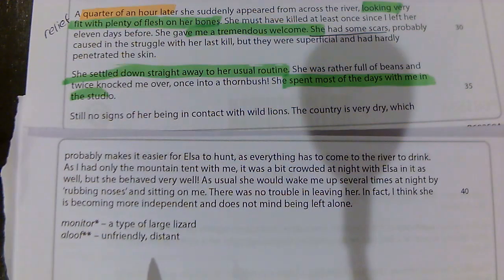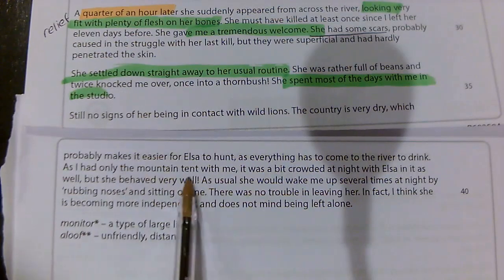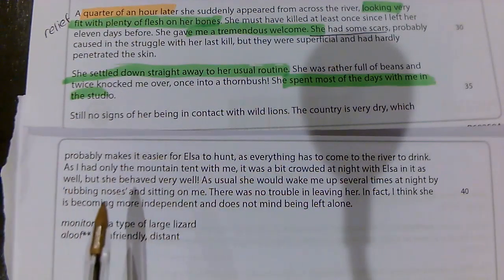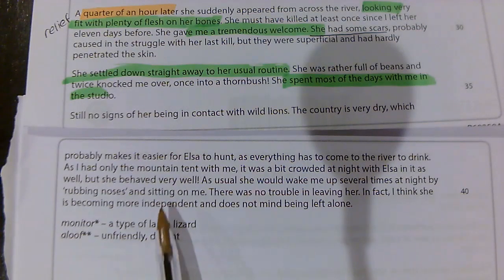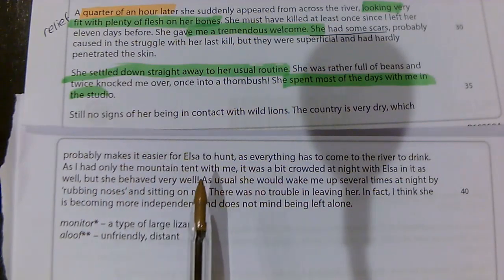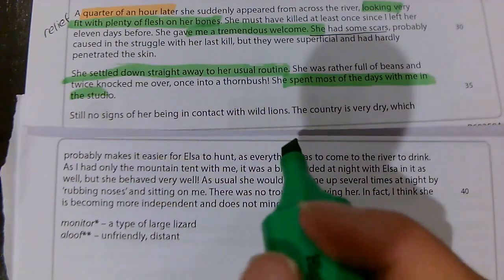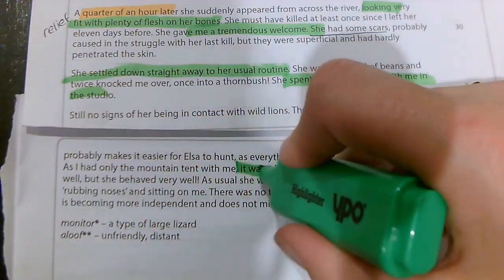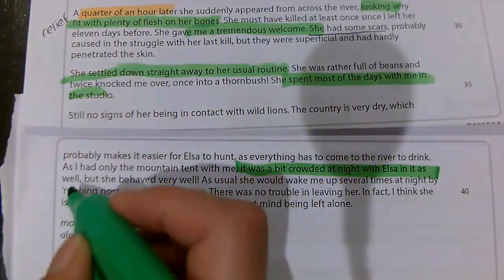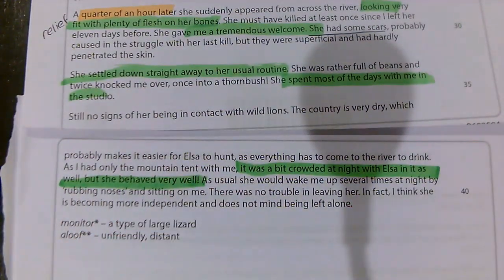So to finish this paragraph, we've got this real heartwarming moment. George has obviously set up his tent. It's a mountain tent. We get this kind of chatty, colloquial conversation now. We had some earlier formality, didn't we? And we talked about the fact that he didn't use a personal pronoun. However, now we've got this in abundance. I had only the mountain tent with me. It was a bit crowded at night with Elsa in it as well, but she behaved very well. So we get this sense here of humour, good-natured humour, almost a jovial tone.